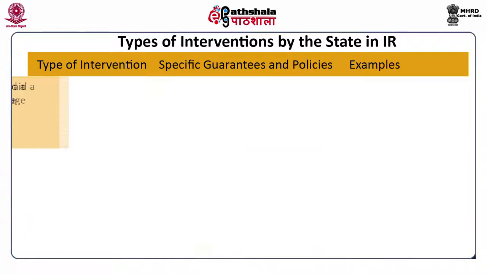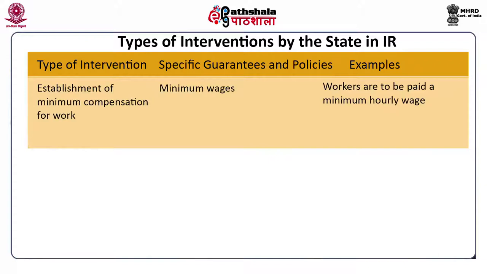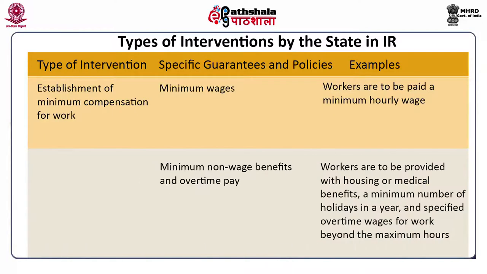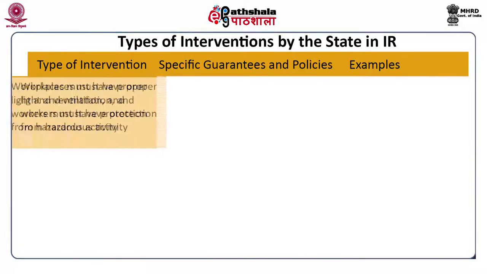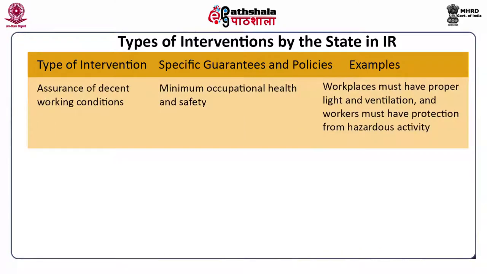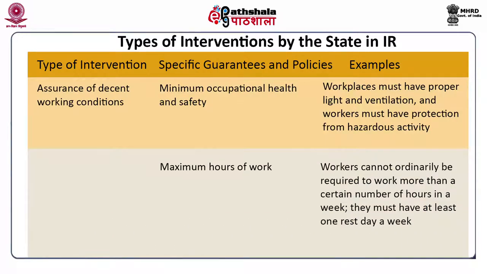and they may not be compelled to work during the night. In this type of intervention, government establishes minimum compensation clauses for work. In this, they ensure minimum wages to the various sections of society. They also ensure minimum non-wage benefits and overtime pay. Secondly, they assure decent working conditions to the employees. In this, they specifically guarantee by providing a policy on minimum occupational health and safety and by ensuring maximum hours of work. For example, workers cannot ordinarily be required to work more than a certain number of hours in a week. They must have at least one rest day a week.